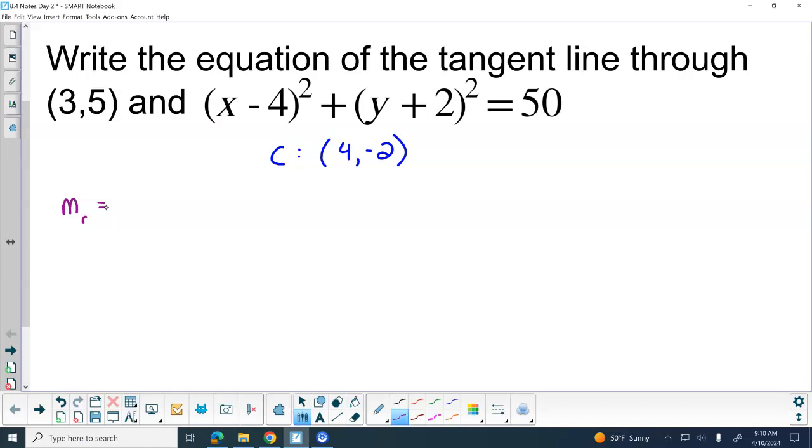Subtract the y's, right? So 5 minus negative 2 all over 3 minus 4, right? Okay. So that's going to be 7 over negative 1, or just 7, right? Negative 7.